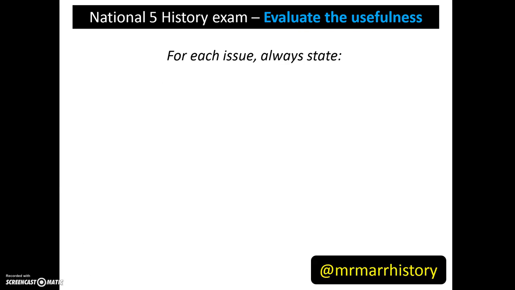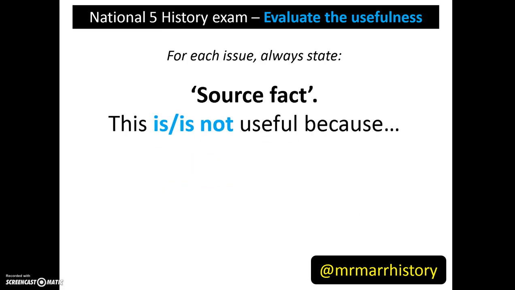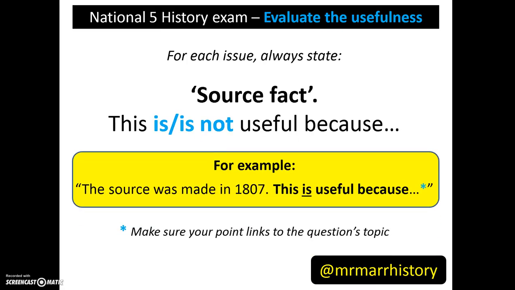In terms of answering the question, this is a good approach. You should always state the particular fact from the source, and then, in a separate sentence, you should explain that this is or is not useful because. For example, the source was made in 1807, this is useful because, and you would link this back to the particular question you're discussing.